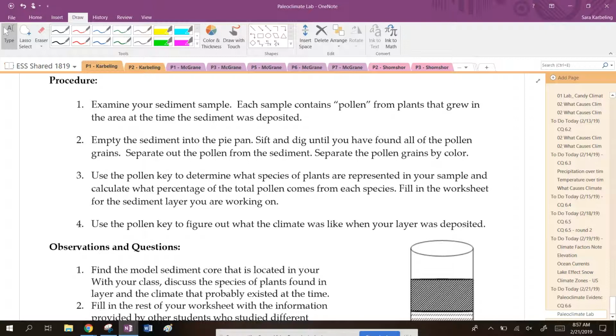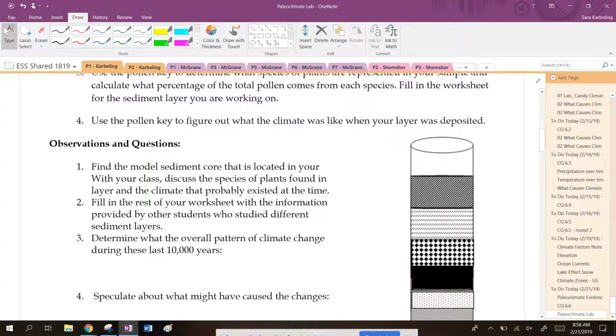You're going to empty your sediment onto, this is going to be a paper plate, not a pie pan. I don't know why that got changed, but anyway. You're going to dig through it until you find all the pollen. Make sure that you know that you've got all the different colors that are in there, okay? Use the pollen key to determine what species of plants are represented. And then from that, you're going to figure out what type of climate you're talking about.